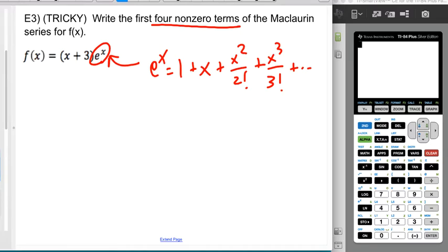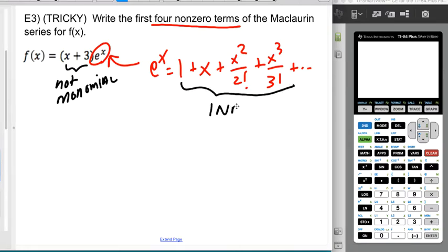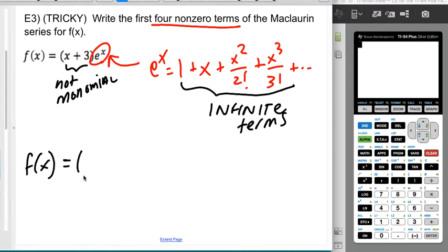Here's why this is tricky. This is not a monomial. When you multiply polynomials that have more than one term, you have to distribute, and that's going to be real hard considering that this has infinite terms. Right? So distributing this thing is going to be real hard. So f of x is going to be x plus 3 times, and then this red thing.